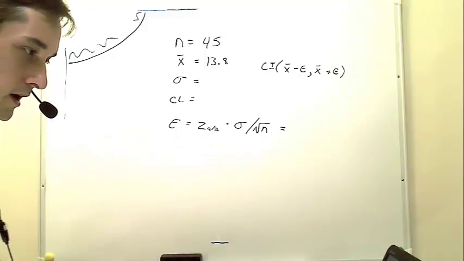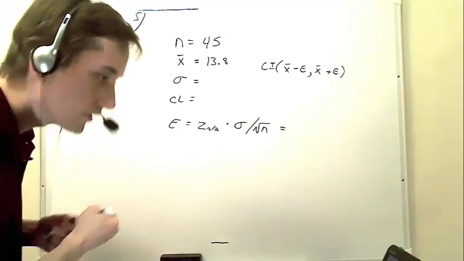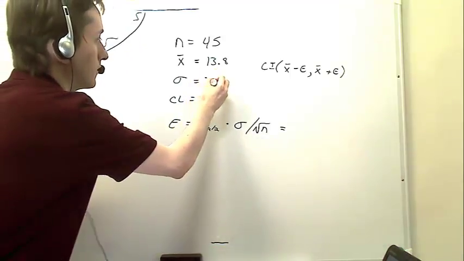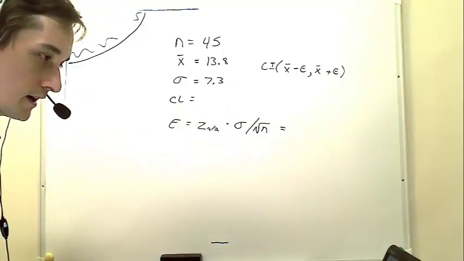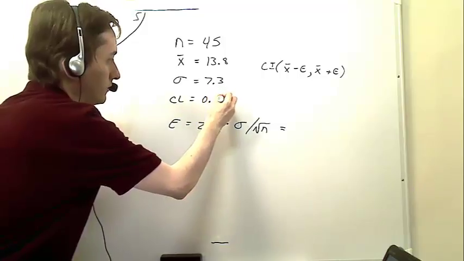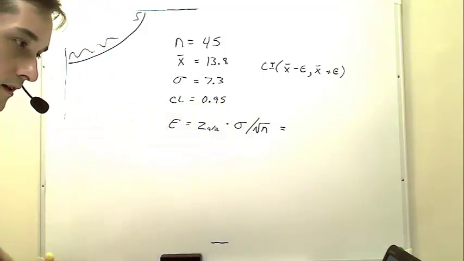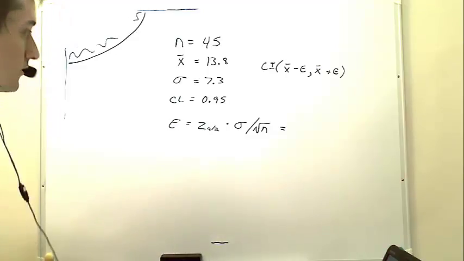It is known that the population standard deviation is 7.3 years. What is the 95% confidence interval for the average number of years served by all Supreme Court justices?